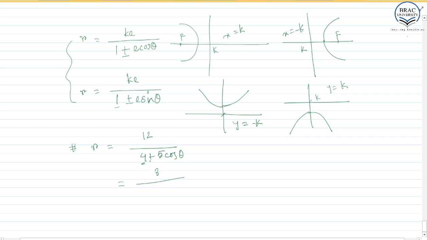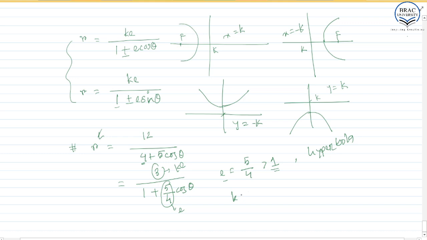So to make this term 1, we need to divide both the numerator and denominator by 4. So we will have 3 here and 1 plus 5 divided by 4 cos of theta here. Now this is our e and this is ke. So e is 5 by 4, which is greater than 1. When eccentricity is greater than 1, we have a hyperbola.